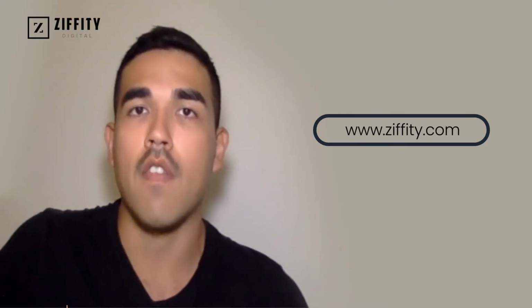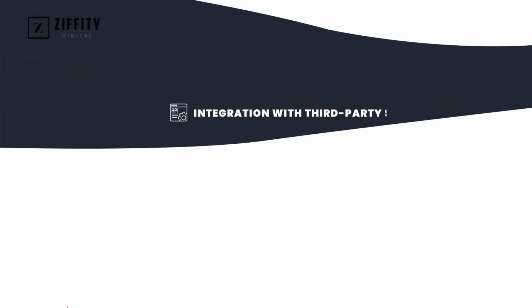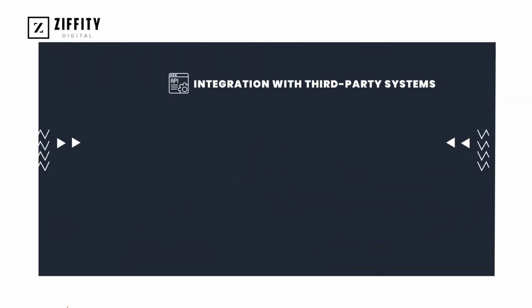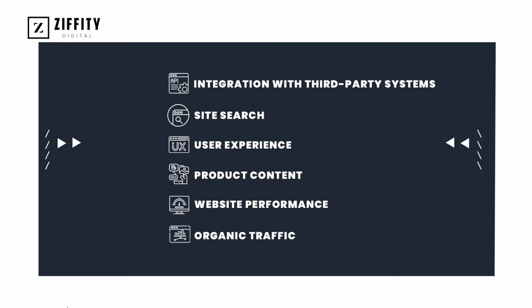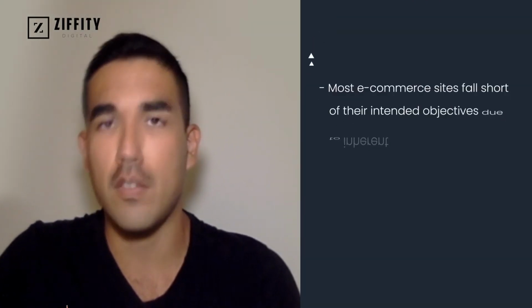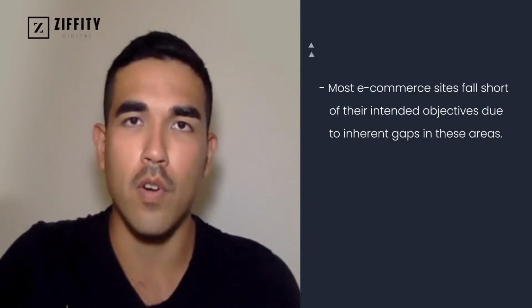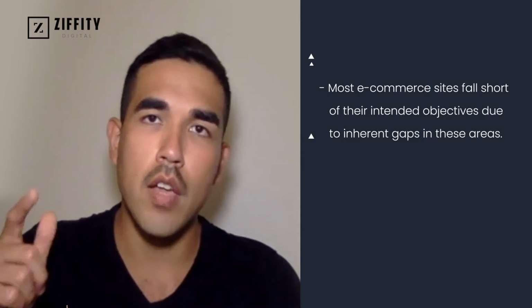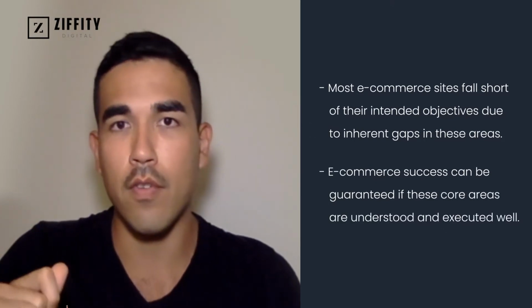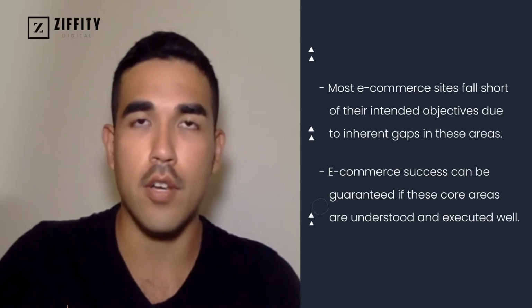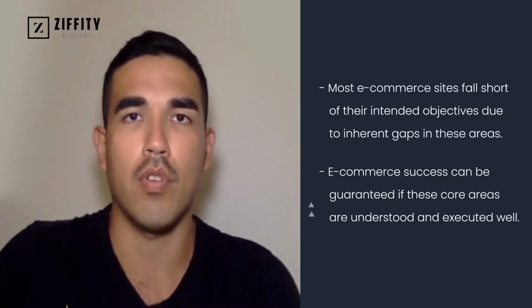So, here are the 6 core areas we'll be unpacking during this video. Integration with third-party systems, site search, user experience, product content, website performance, organic traffic. Now, even though this may sound like common knowledge, from experience we've learned that most e-commerce websites fail to reach their intended goals because of issues in one of these core areas. You can guarantee yourself success online if you understand them and act against them in a thoughtful and proactive way, which is why the discovery phase of your project is very, very important.